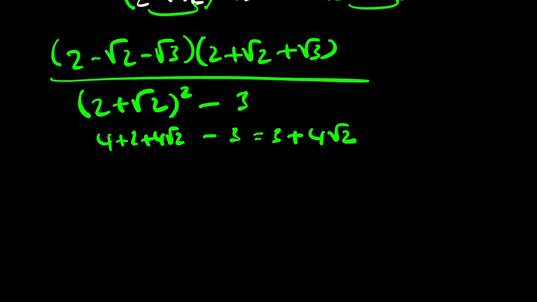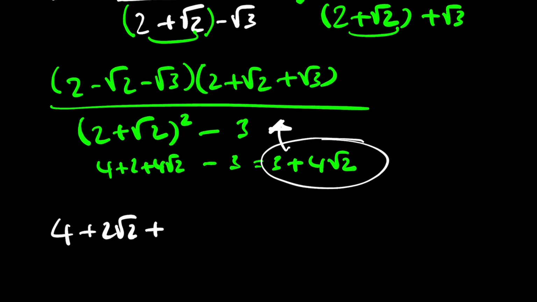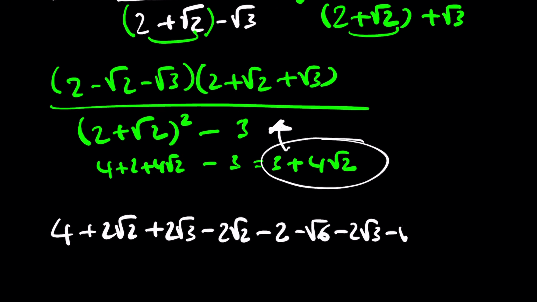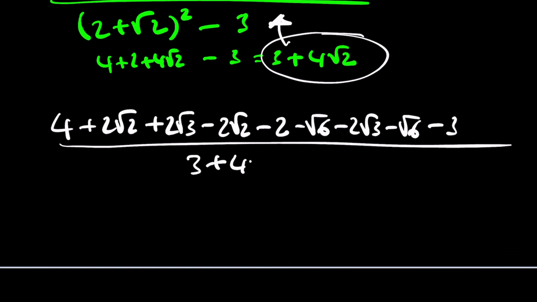So let's go ahead and distribute the numerator. Let's see what we get. And then we're just going to put this in the denominator right here. So we're going to get 2 times 2, 4, plus 2 root 2, plus 2 root 3. This should be easy. Minus 2 root 2, minus 2, minus root 6, minus 2 root 3, minus root 6, minus 3. Great. And then all over the denominator is 3 plus 4 root 2. We're going to have to do this again, but wait until we simplify the numerator.